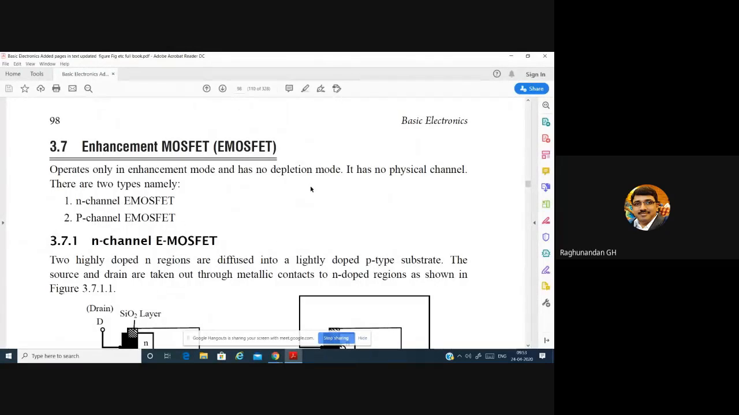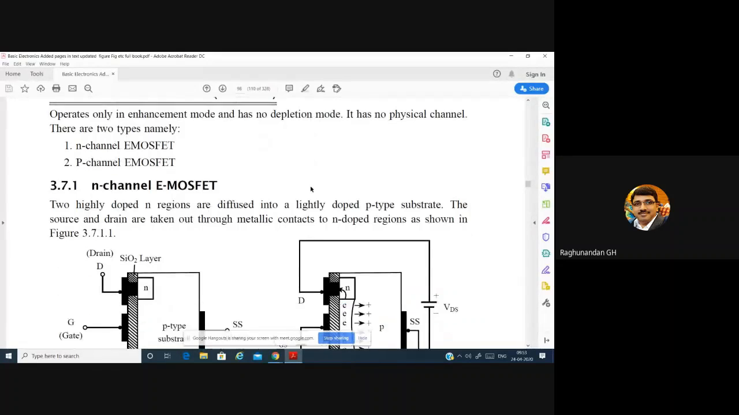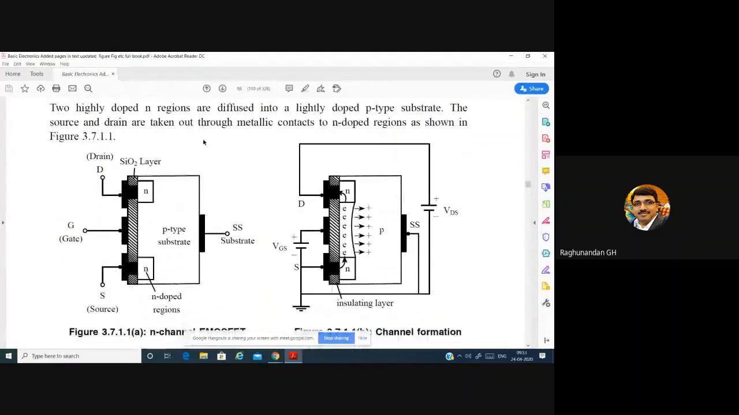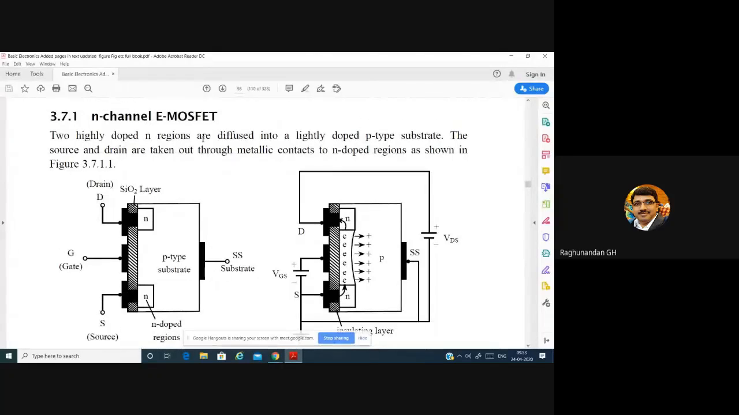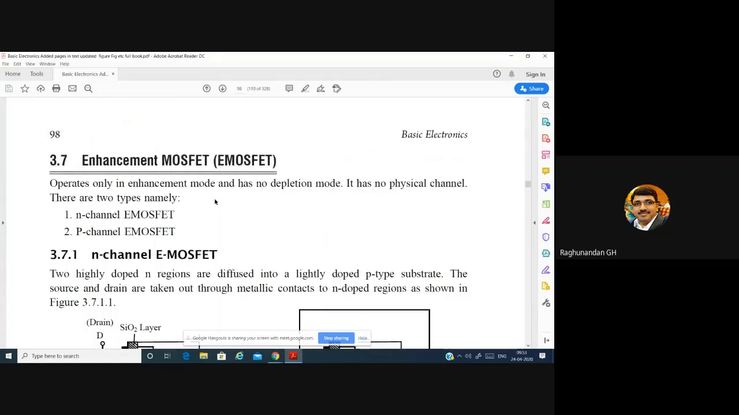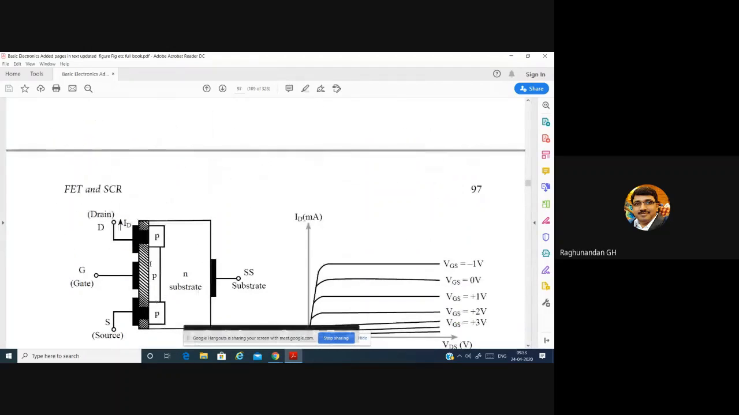Again, in the enhancement MOSFET, we are going to have the N channel E MOSFET and the P channel E MOSFET. Both we are having. So the main difference between the E MOSFET and the D MOSFET is, you can observe here, there is no fixed channel between the source and the drain. So there is no channel here. In the last case, there was a P channel, and this was connecting the source and the drain.